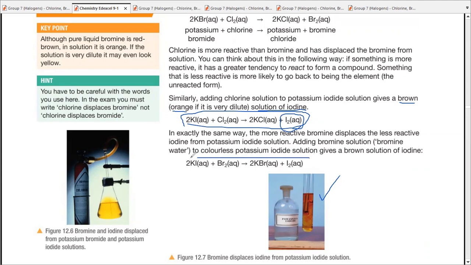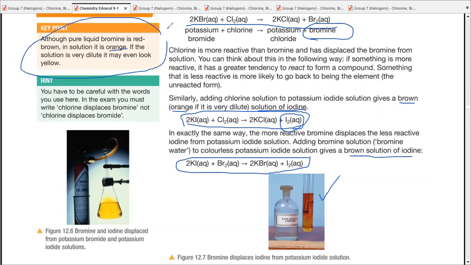Also, if you're going to do the same reaction with bromine instead of chlorine, you're also going to get a brown solution of iodine again. So in most of the cases, you get an orange or brown solution. And this is the third and last reaction which is possible. In this case, you don't form iodine, you form bromine. And again, you're going to get an orange or brown solution. And that's the reason explained over here for orange or yellowish appearances.